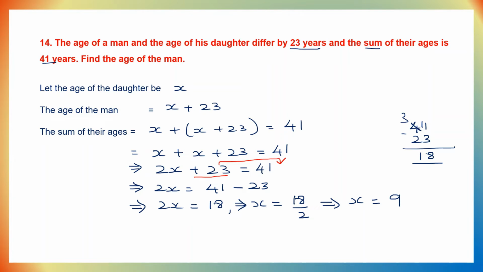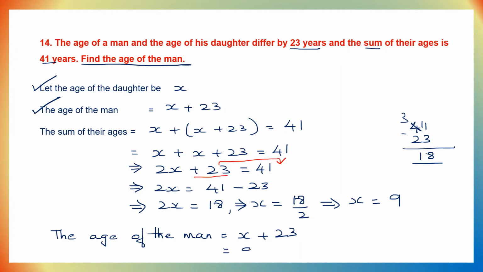So now let's go back to the question and see the first statement we wrote. Let the age of the daughter be x. That means she is 9 years old. And then what do we know? The age of the man and the daughter differ by 23 years, and our main question is to find the age of the man. Here the age of the man is x plus 23, and we have found x to be 9.